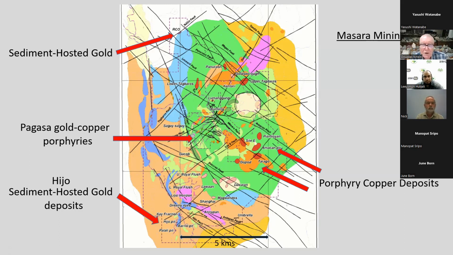It goes back to the Spanish times. And not only are there epithermals at Masara, which is the subject of the current mining, there are a number of almost unexplored porphyry copper deposits, one of which, the Amcam pit, was mined significantly during the Marcos era. That's shown in the southeast part of the map. However, other porphyries such as Pagasa and some of the Tarago areas, almost no exploration has been done. And I believe that there's excellent potential for gold-rich copper porphyries there. So, and the sediment-hosted gold mineralization known in the northern part of this district as well.